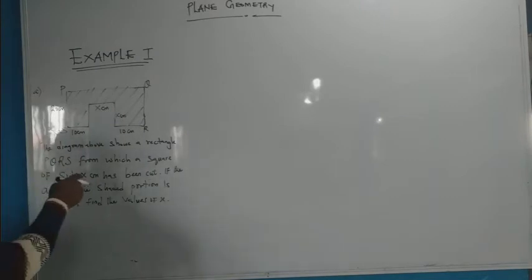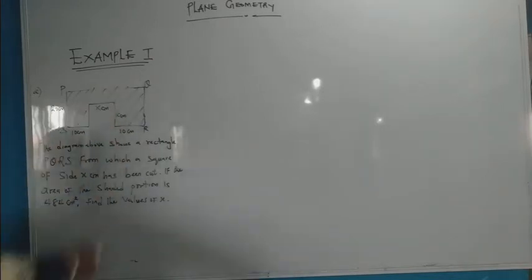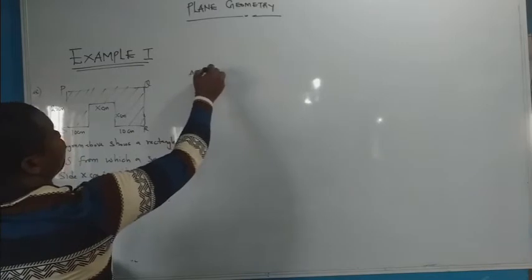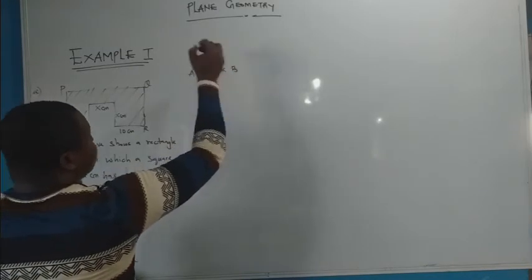First of all, you were told in the question that the square was cut out of the rectangle, and the side of the square is x centimeter and x centimeter. That's the length and the breadth. So how do we calculate the value of x? Very easy. What's the formula for the area of a rectangle? The area of a rectangle is length times breadth. So write: area of rectangle is length times breadth.